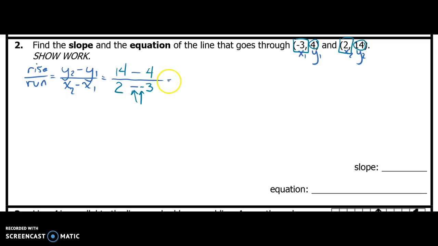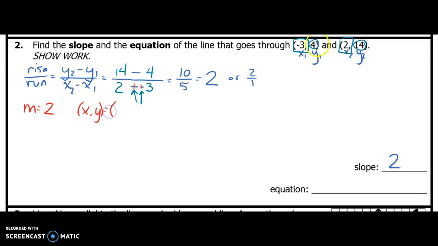So working that out, 14 minus 4 gives me 10. 2 minus a negative 3 is the same as adding a positive 3, which gives me a 5. So my slope reduces to a 2, or a 2 over 1 if you want to keep it as a fraction. And once we have the slope, then we're mostly done here, because we know what our slope is, and we also have 2 ordered pairs to choose from.